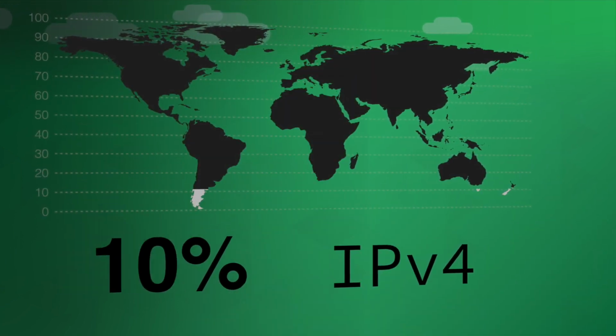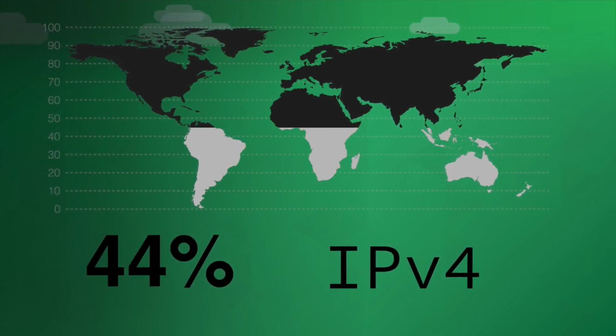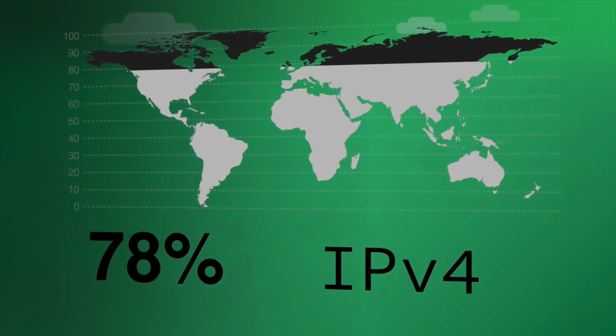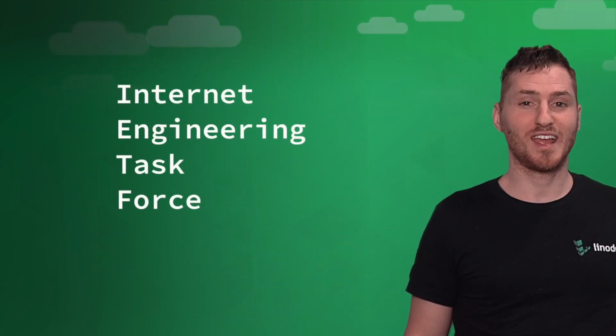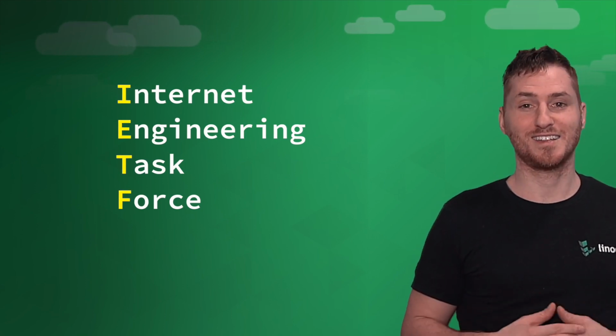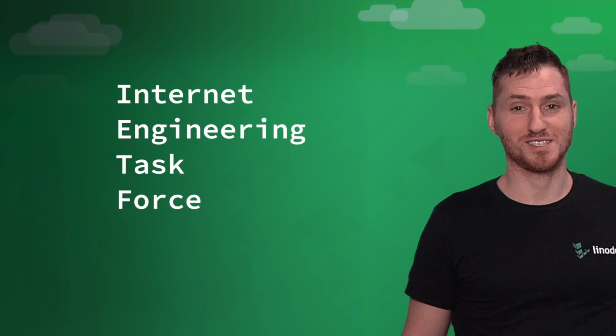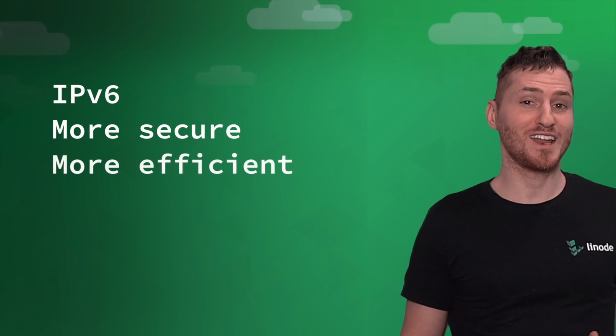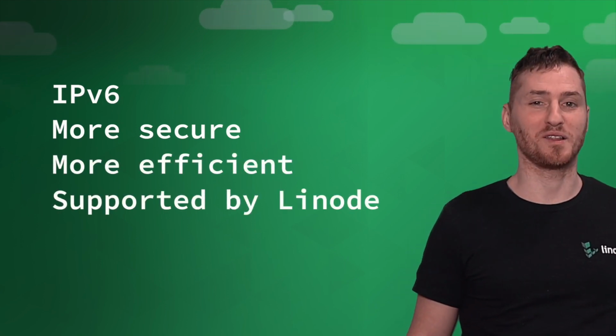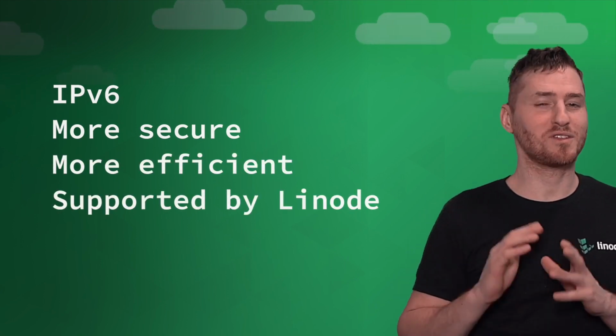So let's talk about IP addresses. IPv4's adoption has led to a shortage of IPv4 addresses. And so IPv6 has been in the works since 1998 by the Internet Engineering Task Force, also known as the IETF. And it aims to solve the limitations of possible IP addresses available with IPv4. This means that IPv6 is more secure, more efficient, and fully supported by Linode, by the way. But I'll discuss that at length in a few minutes.